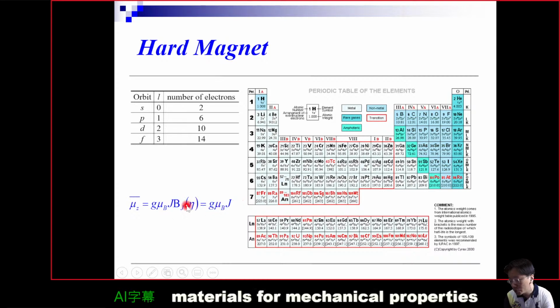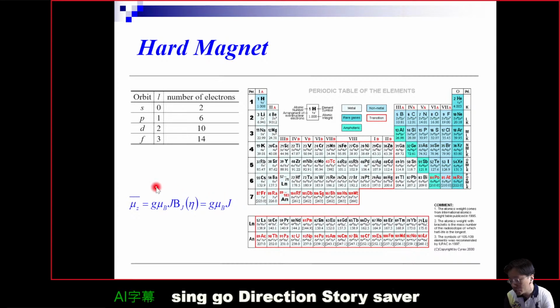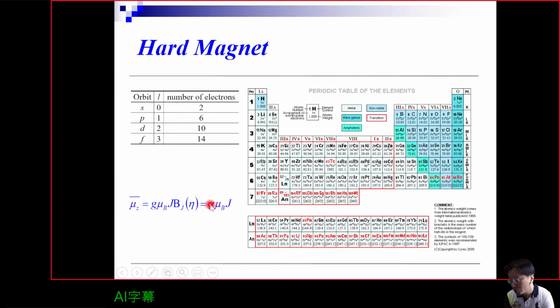Okay, we just ignore the Brillouin function, because if we want to make a hard magnet, we will align all these spins parallel to one single direction. So the B_J would be equal to 1, and the average magnetic moment along the z-axis will be equal to g mu B J. And here g is the Landé g factor, which depends on the value of J, and mu B is the constant, the Bohr magneton. So the important thing, if we want to increase the magnetic moment, then we need to increase the J.